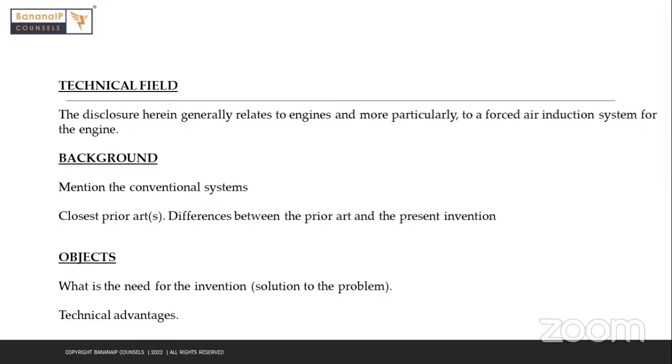Next is the background, which deals with the conventional systems. Here we can mention the closest prior art, and we can write down the differences between the prior art and the present invention, and we can add the problems of the conventional systems. Next are the objects. Objects are related to the solution to the problem, that is, the necessity for the invention. Here we can mention the principal object first, then the secondary objectives can be listed later. Here we can also include the technical advantages.